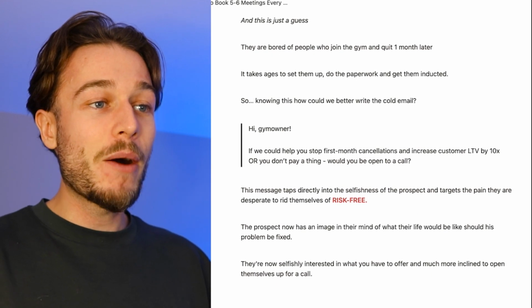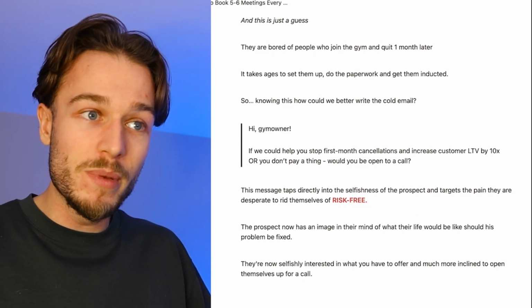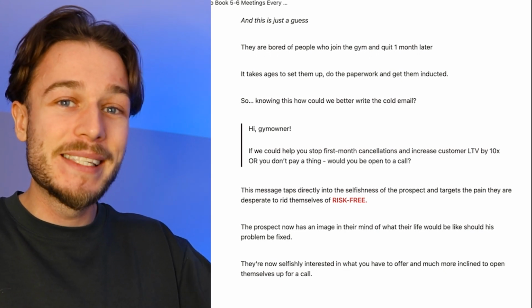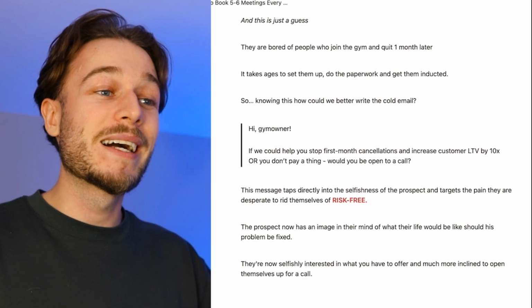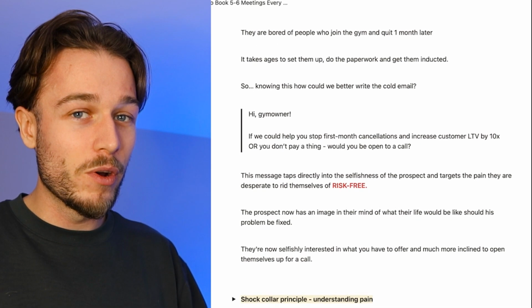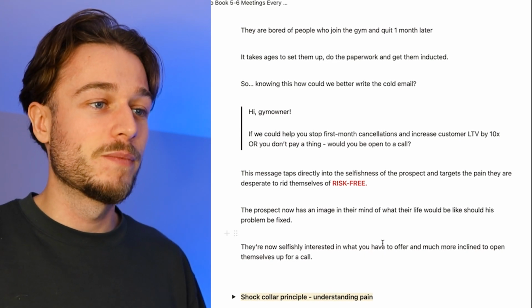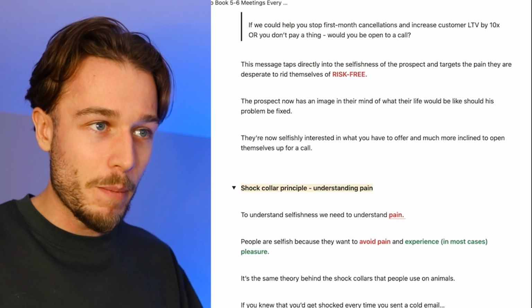Okay, the prospect now has an image in their mind of what their life would be like should this problem be fixed. And they're now selfishly interested in what you have to offer and are much more inclined to open themselves up for a call. So this is the first point here, cognize selfishness. So let's jump into the second point here, the shock collar principle, understanding pain.